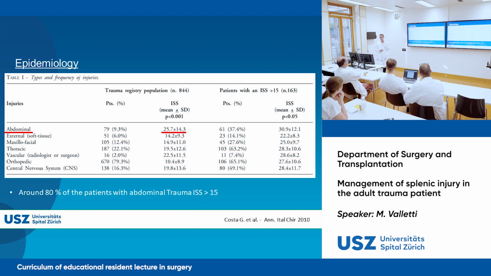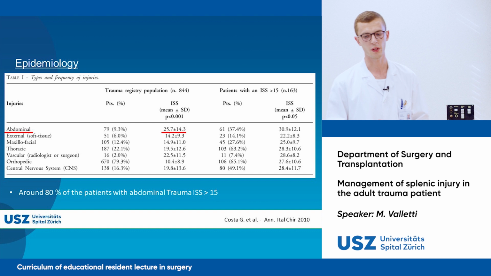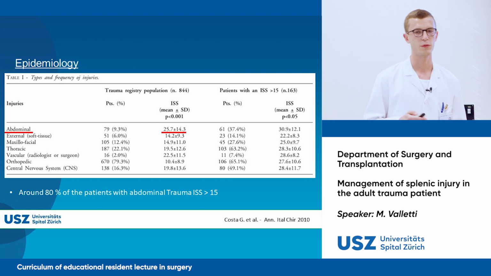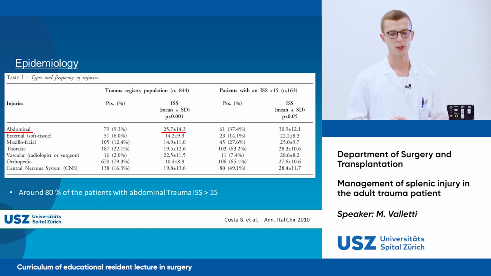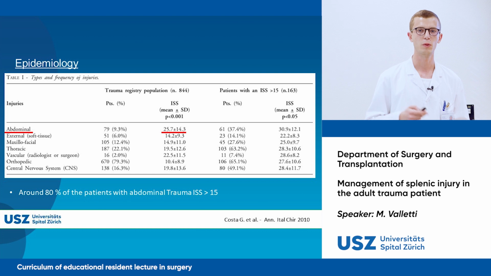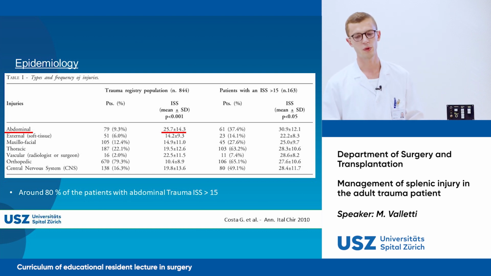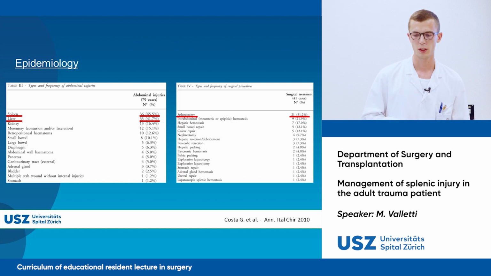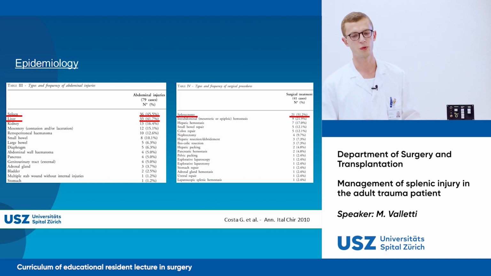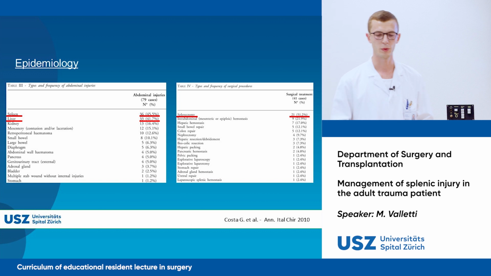As Costa shows in his study from 2010, abdominal trauma patients are generally severely injured, as around 80% of the patients with abdominal trauma present with an injury severity score greater than 15. An ISS greater than 15 occurred significantly more frequently in patients with abdominal trauma than in patients with other kinds of injuries. Furthermore, spleen injuries together with liver injuries account for about 85% of all abdominal injuries.